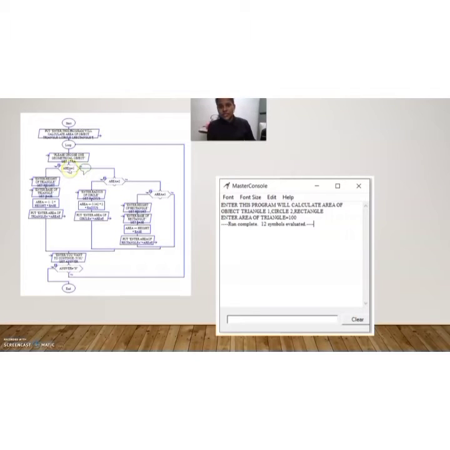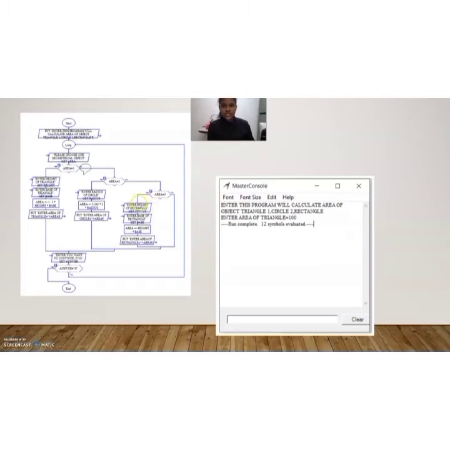So for area of triangle, which is 1, the first input I put is height. Second is base. The calculation for area of triangle is 1 over 2 times height times base. So the output I will get is area of triangle. The second one is for circle. The first input is radius. The process is 3.142 times radius. The output is area of circle.